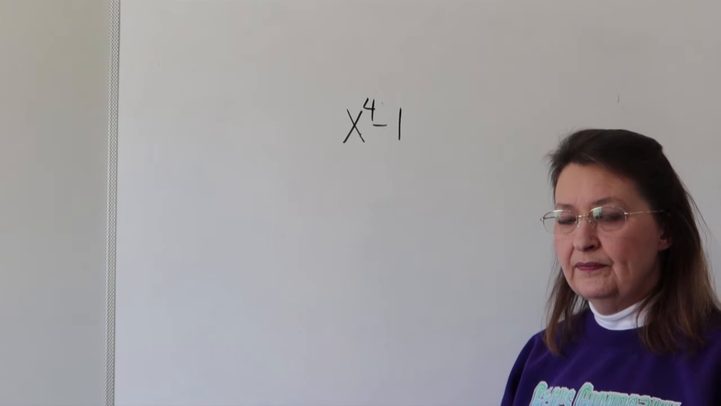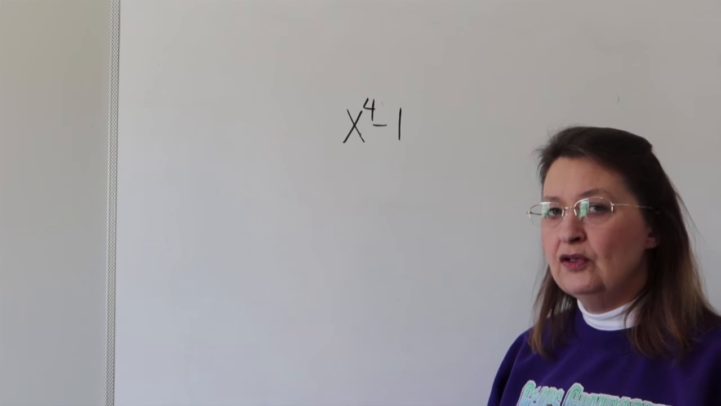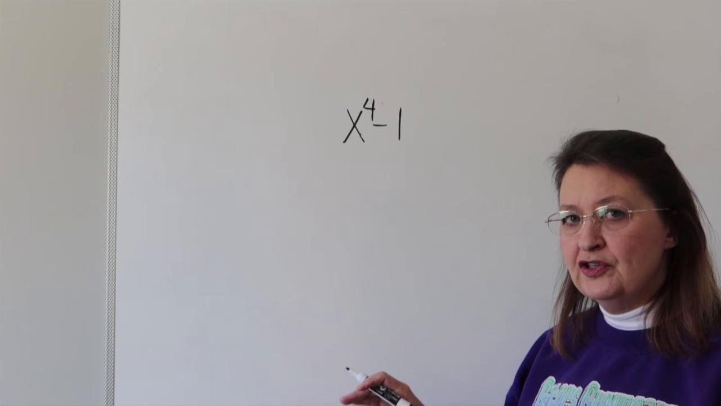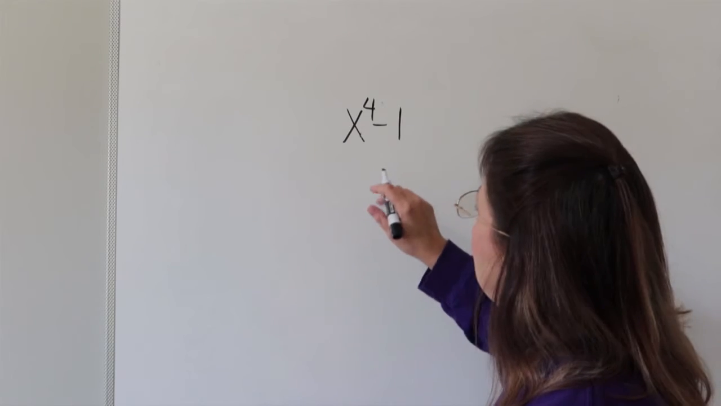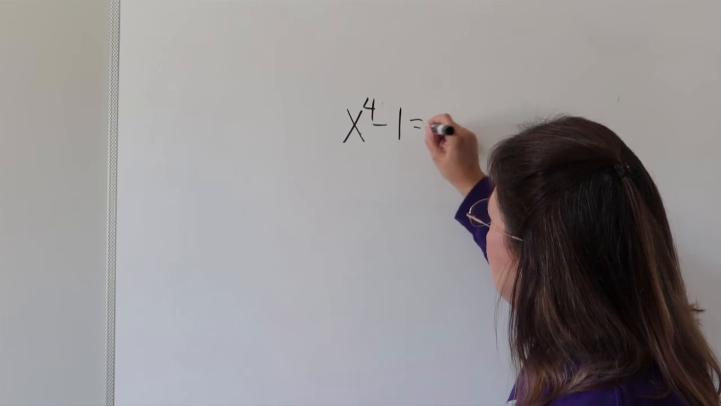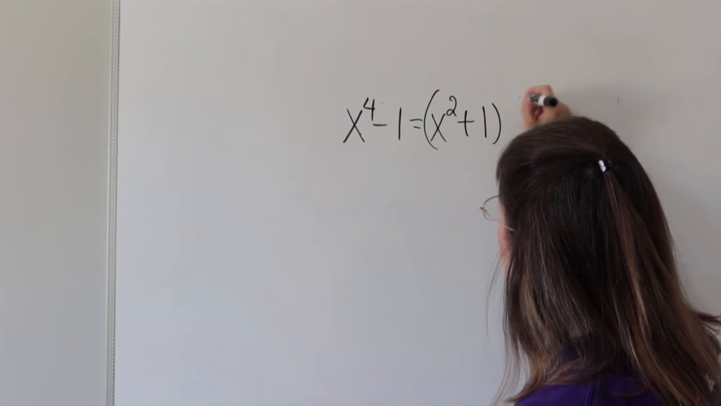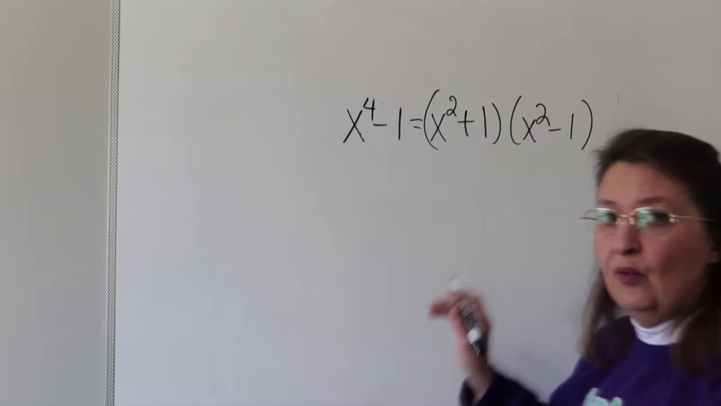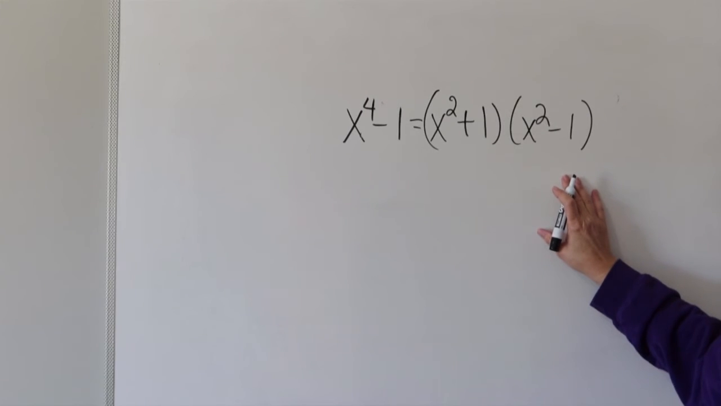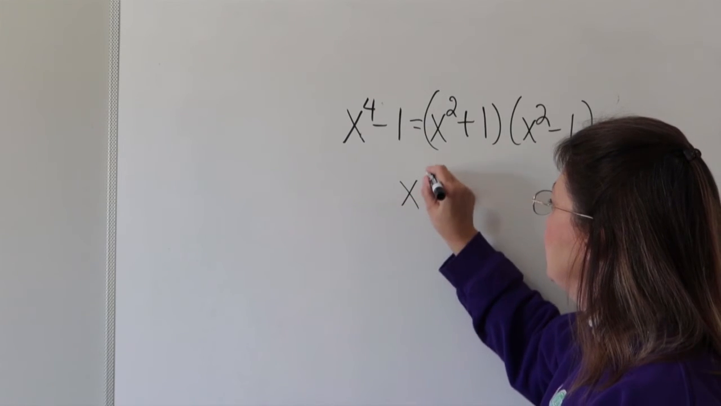Another rule is, you never stop factoring until you're all factored out. You always check your result to be sure you can't go any further. On this one, the difference of two squares would be x squared plus 1, x squared minus 1. Now when I look at this second factor, I see that I still have a difference of two squares. So you want to continue on.